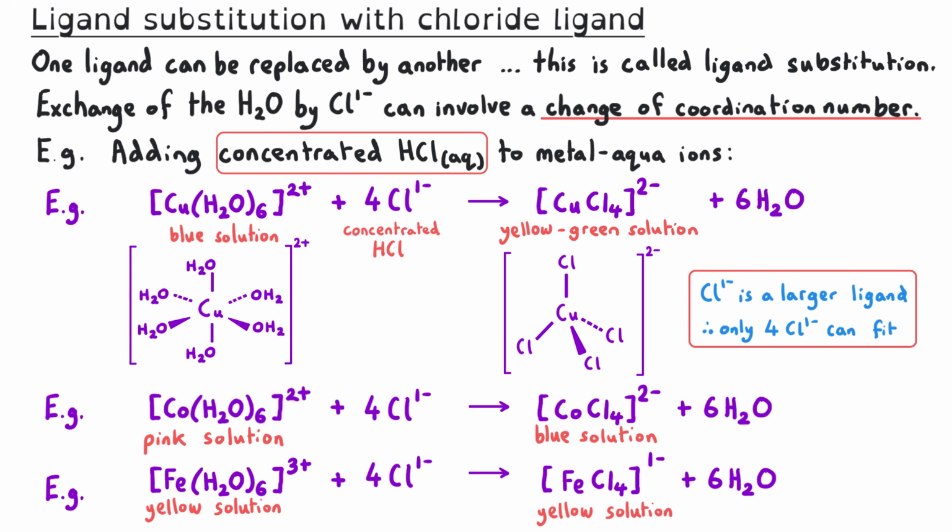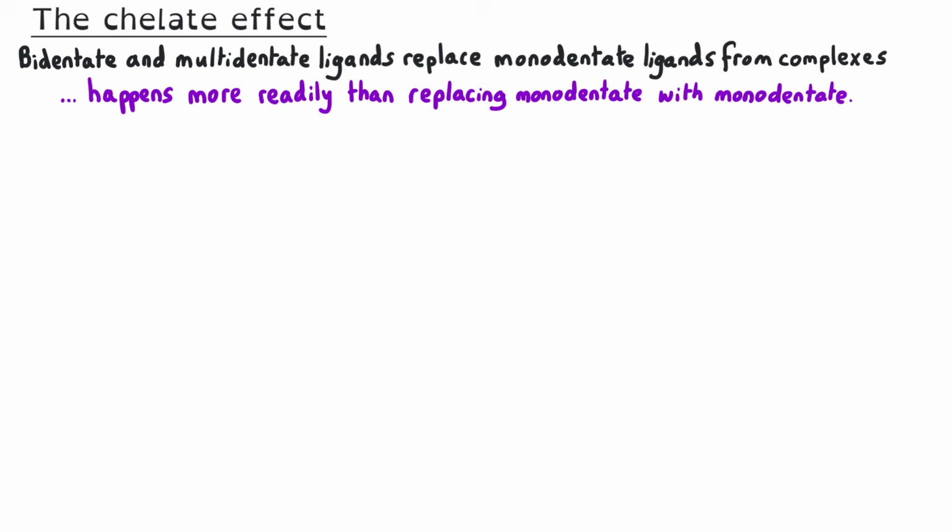And that's the same thing for when this iron 3 complex is reacted. We add 4 chloride ions and we produce the tetrahedral iron chloride complex, which is still a yellow colour in fact, and then we remove the 6 water ligands.